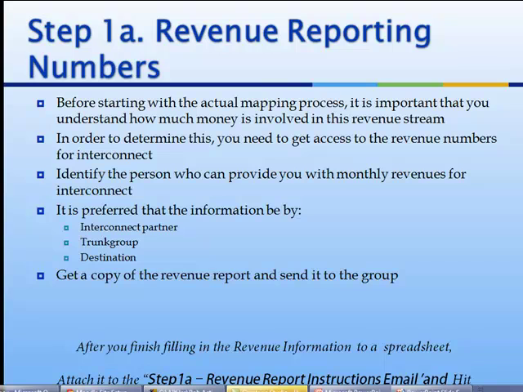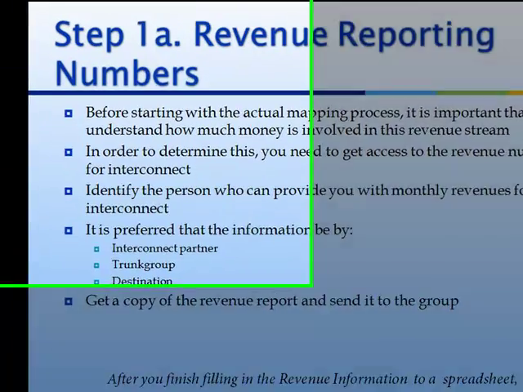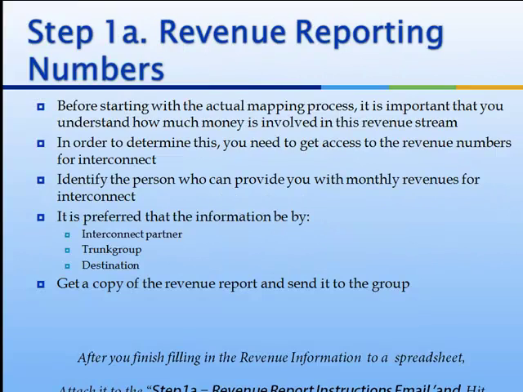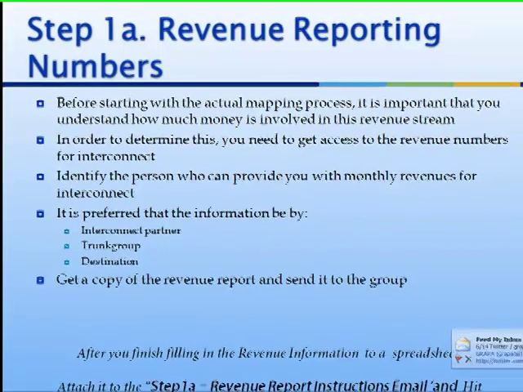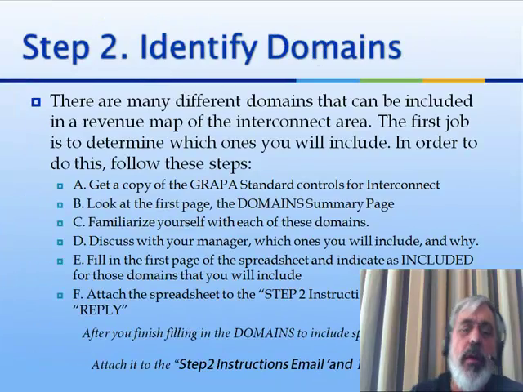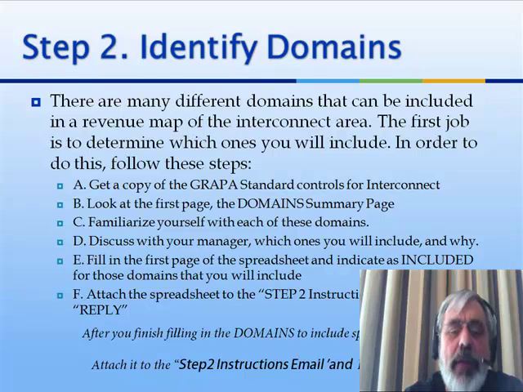So in order to determine this, you need to get access to the revenue numbers for Interconnect, identify the person who can provide you with this information, and get a copy of the revenue report for the last several months. When you get the information, put it in a spreadsheet, attach it to the Step 1A revenue report instructions email, hit reply, and everyone will have a chance to see what your revenue numbers for that revenue stream look like.